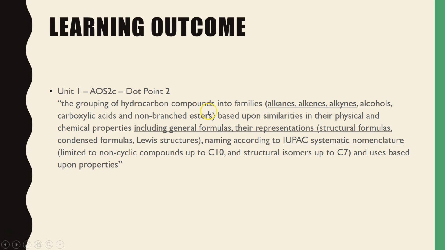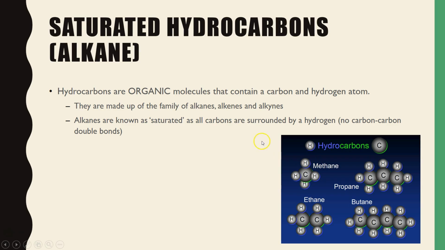In this lesson, we're going to be talking about alkanes and what they mean, as well as how they're drawn using their structural formulas and condensed formulas, as well as Lewis diagrams. I'm also going to be talking about how to name these molecules using the IUPAC systematic nomenclature. It's just a fancy word for how to name molecules according to a system that chemists use.